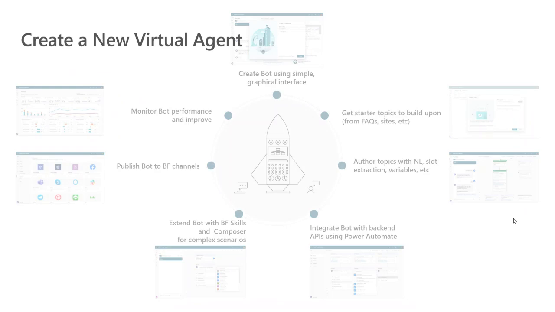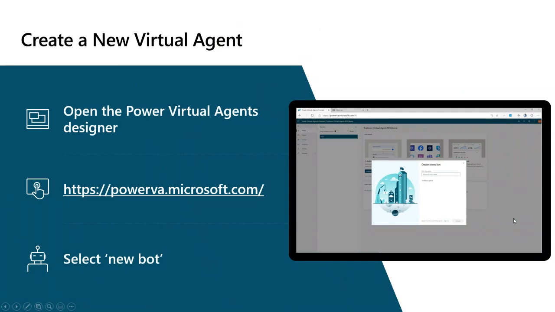So let's take a look at the process on how to create a new virtual agent. It's a very easy process. You'll open the Power Virtual Agents Designer and click on the bot icon and then select New Bot. You'll want to choose a name for your bot and then click the Create button.